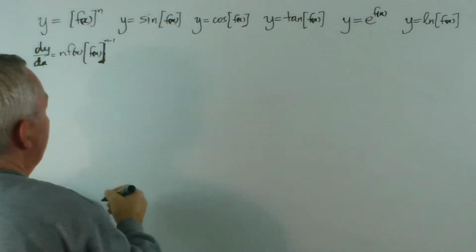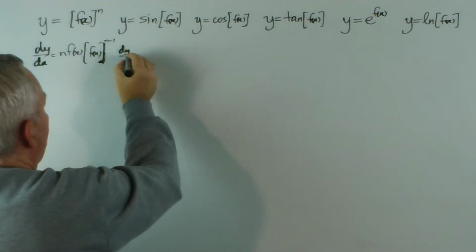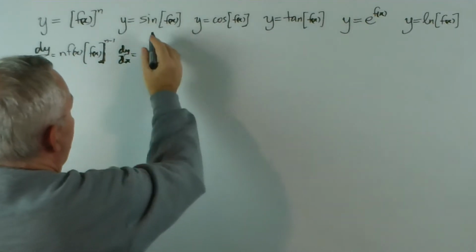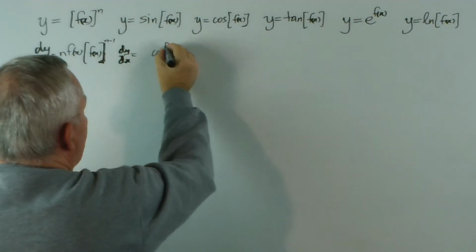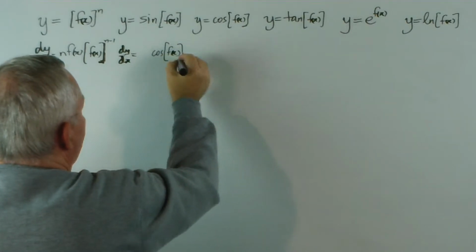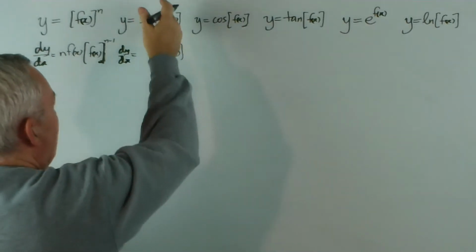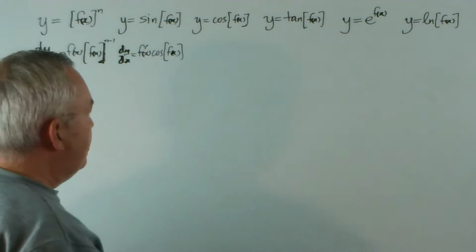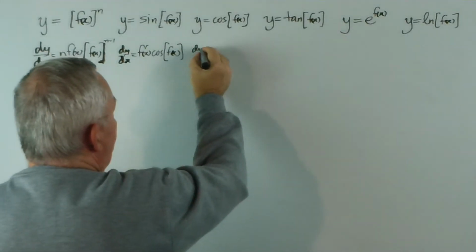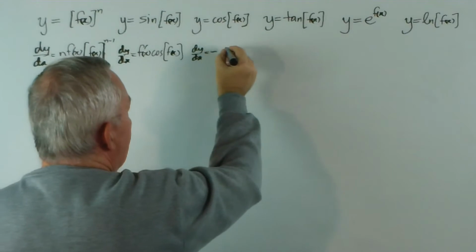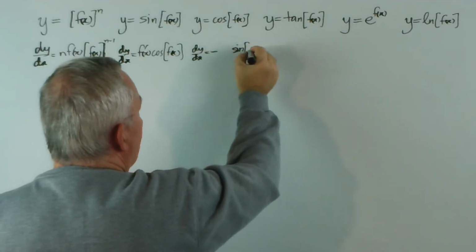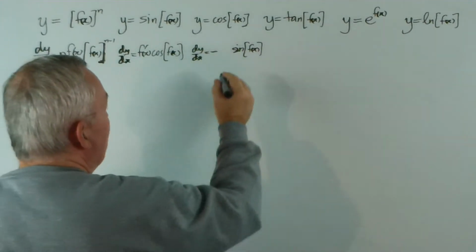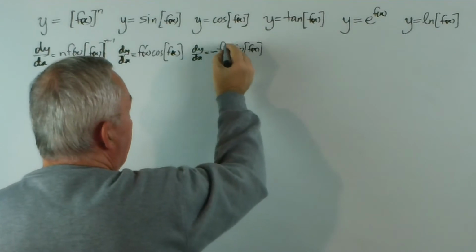In the case of sine, I know this is going to be a bit cramped fitting all 6 on the board, but I want you to see these. The derivative of sine is cosine of whatever is inside. And again, using the chain, we multiply by the derivative of the function inside, which I'm going to write out the front. Here, the derivative of cosine is negative sine of whatever's inside. Again, following the chain rule, we multiply by the derivative of the function inside.